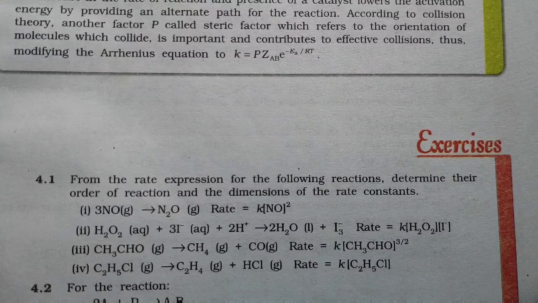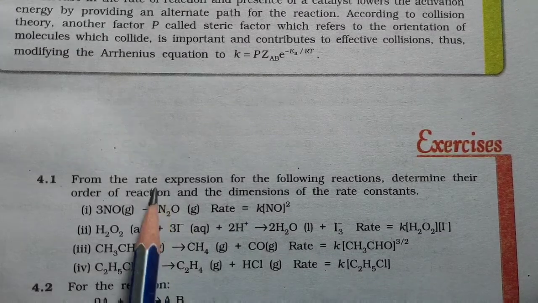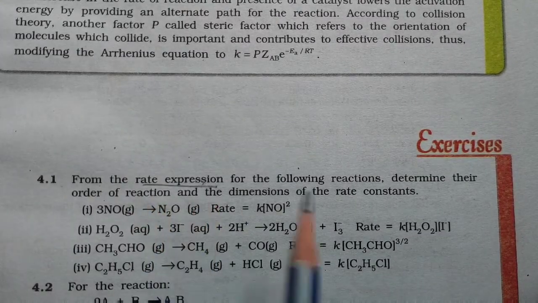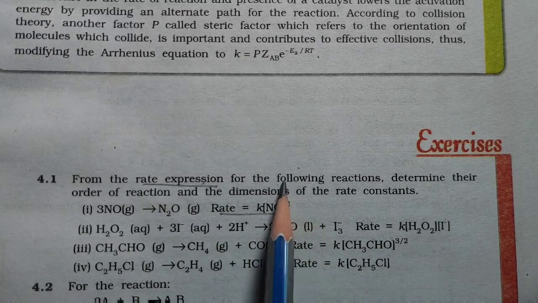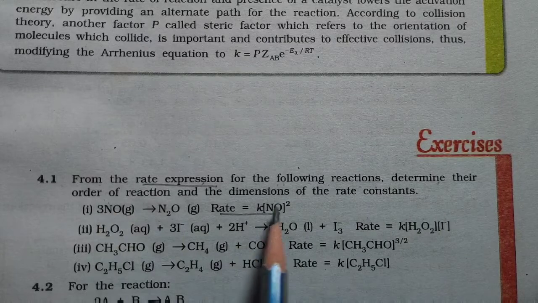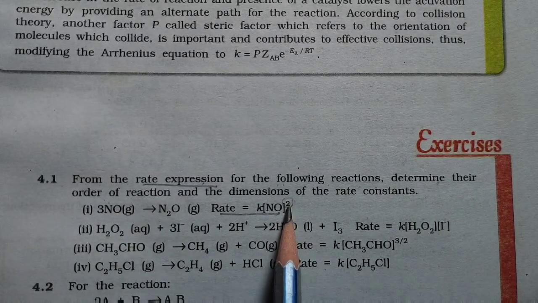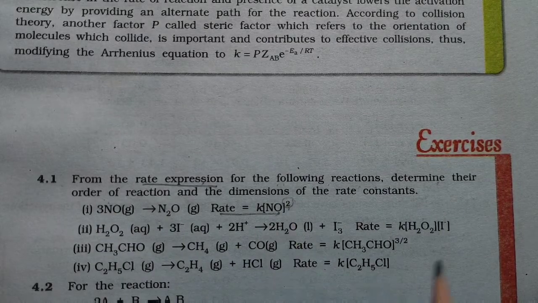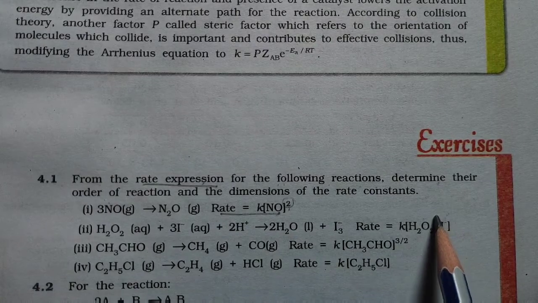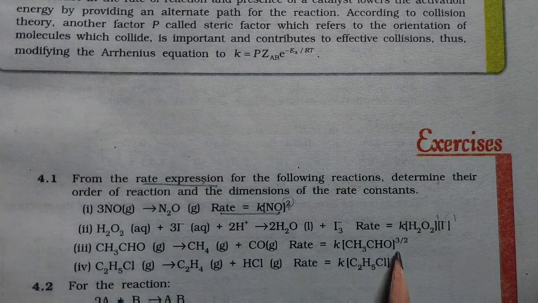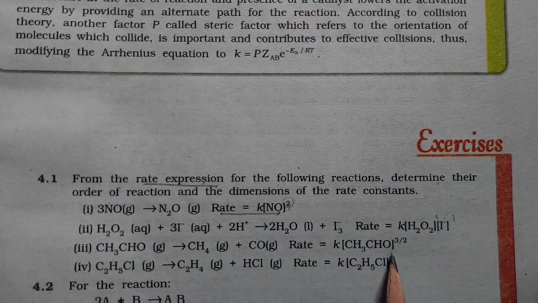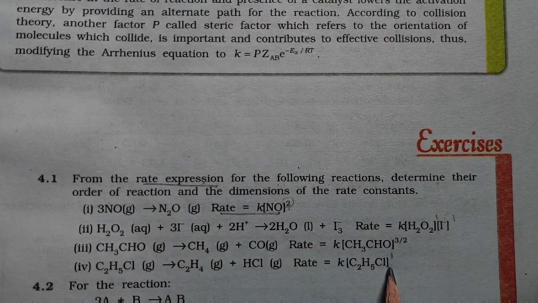Now in your textbook the question is like this: from the rate expression for the following reactions, determine their order. From the exponent we can come to know the order that is given. If no order is given, don't take 0, you can write it as 1. If you see here nothing is written, so we can write here 1.